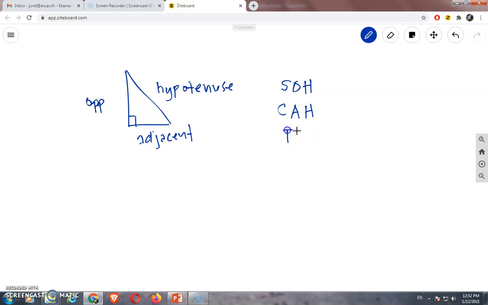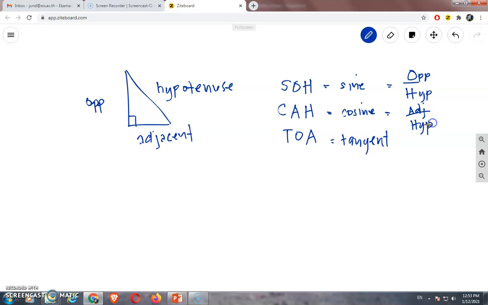So we have SOH, CAH, TOA, which means this one is sine, this one is cosine, and this one is tangent. Solving for the unknown side, if it is opposite or hypotenuse, you are going to solve using sine: opposite over the hypotenuse. For cosine, we have the adjacent over the hypotenuse. And for tangent, we have the opposite side over the adjacent.